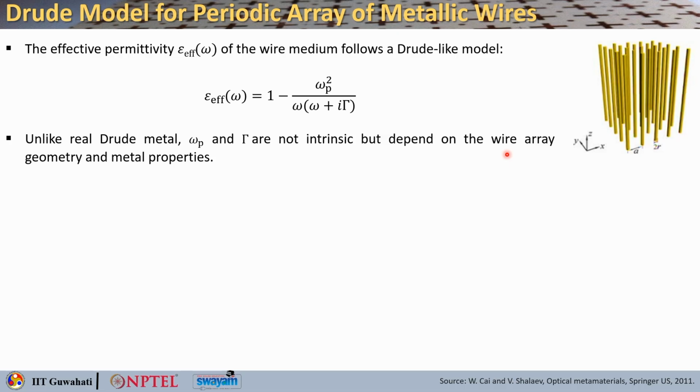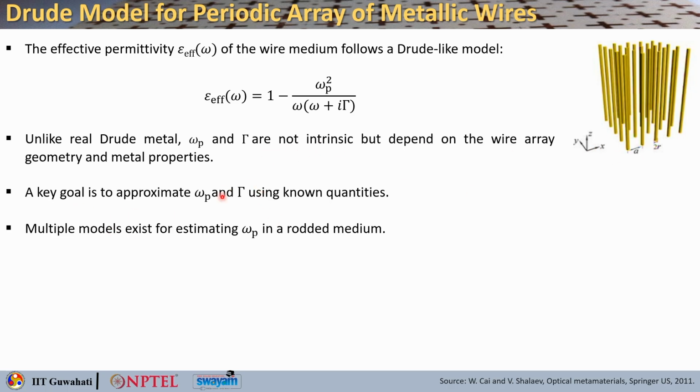They are basically depending on the wire array geometry and metal properties. So, this is where you are creating your own artificial material. Normally in any metal, these are fixed natural properties, the intrinsic properties, but here they are not. So, here you can do everything by designing this wire array. The key goal here will be to estimate this omega p and gamma using these known quantities.